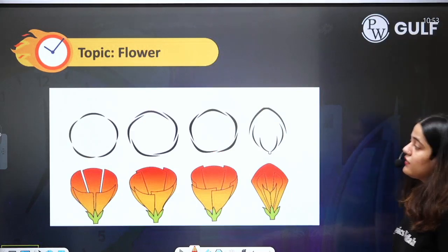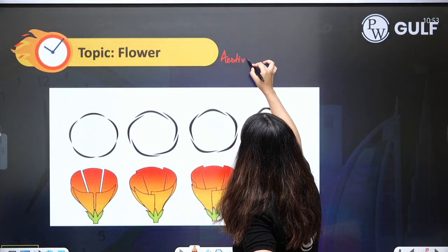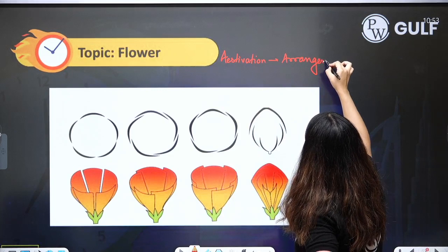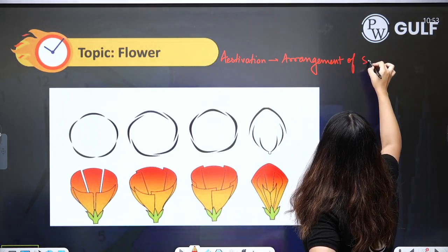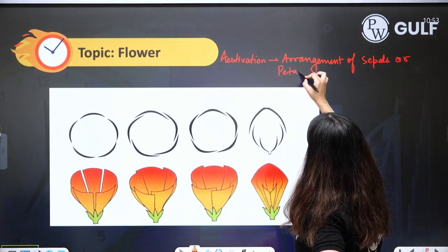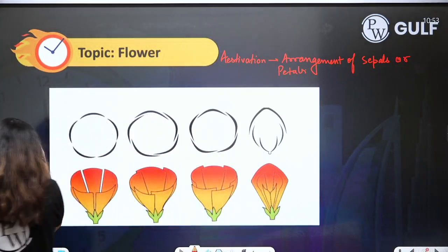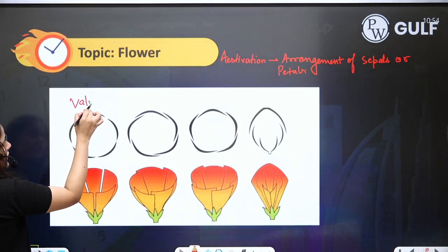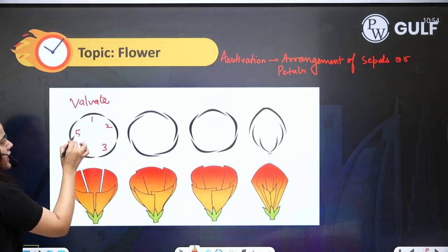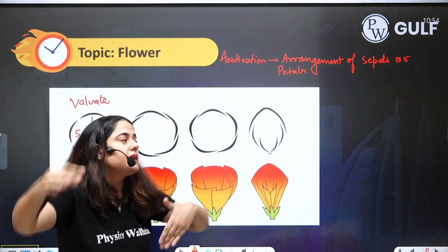Next, we'll start with this. This is what we call estivation. Estivation is nothing but the arrangement of sepals or petals. Here you can see this is the valvate estivation. Here petals and sepals are not overlapping each other. They are present like this.